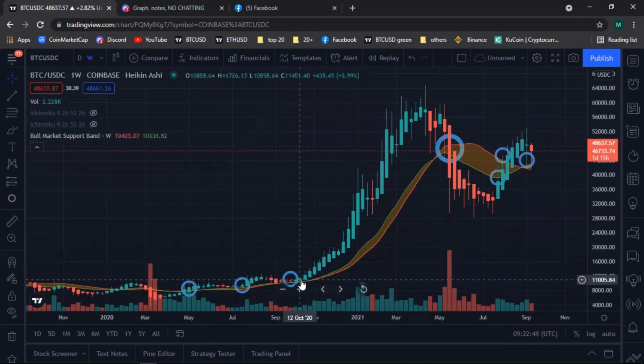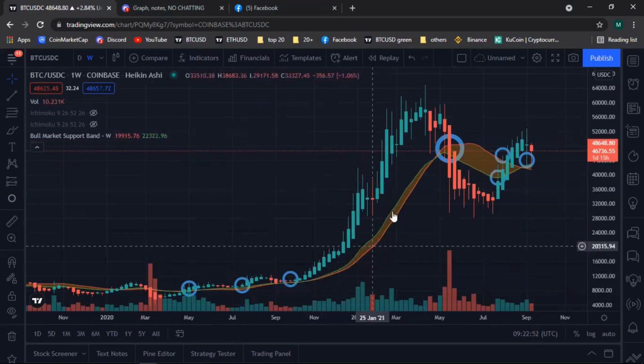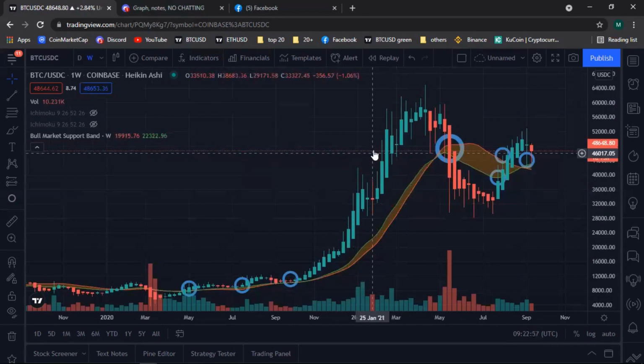Now, then we started to speed up and we accelerated. So when we move away from support and there's space between it, we go faster.